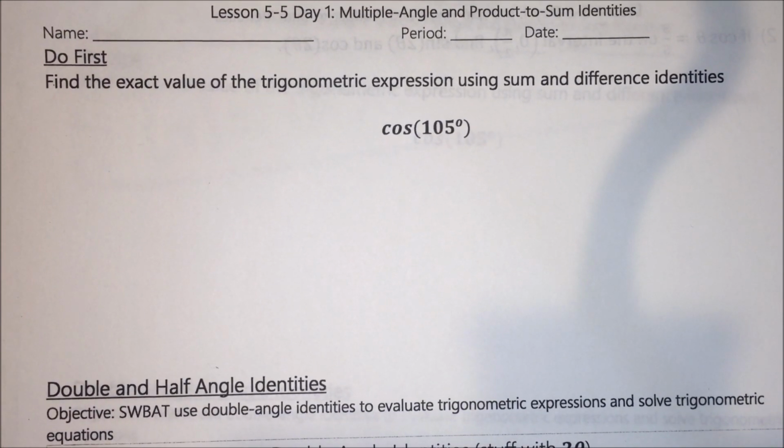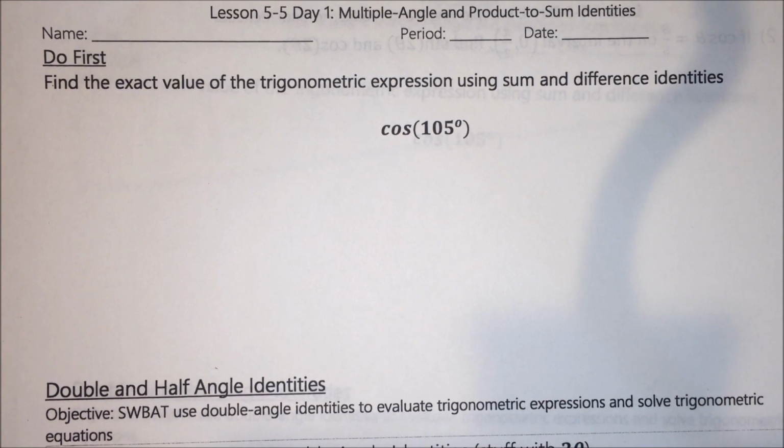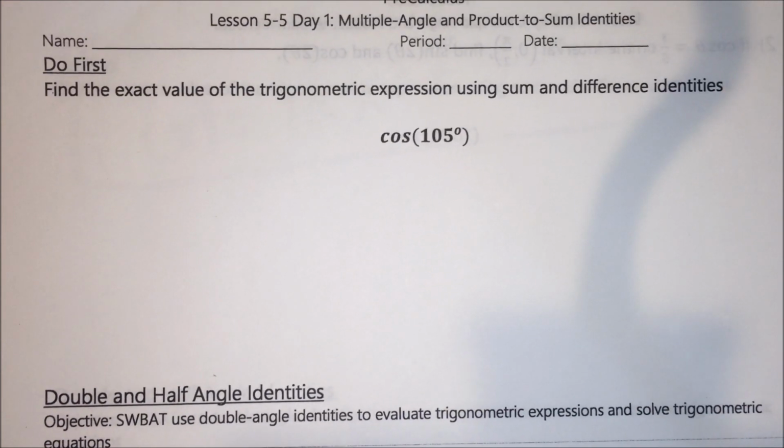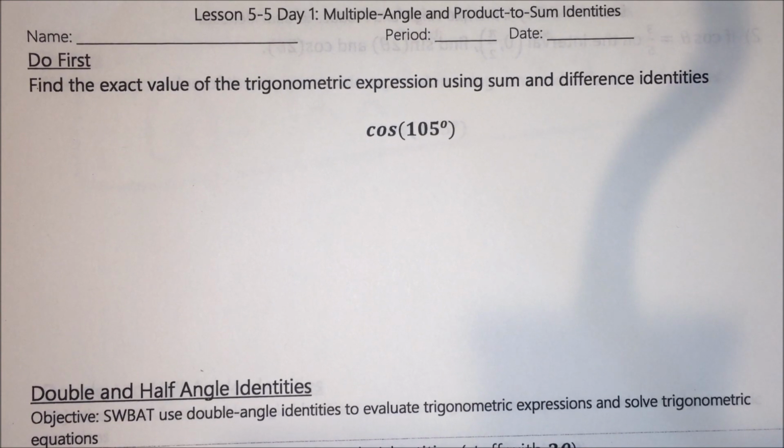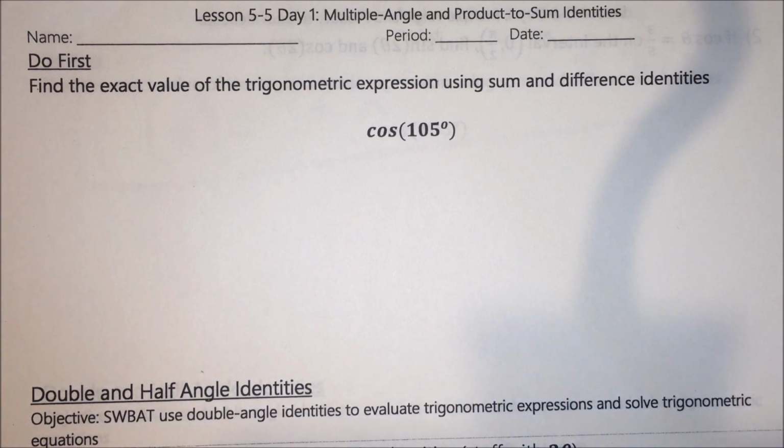So as usual, let's start off with a do first, kind of doing what we did last time, which was the sum and difference identities. This problem tells us to find the exact value of the trigonometric expression using sum and difference identities. Here we're given cosine of 105.